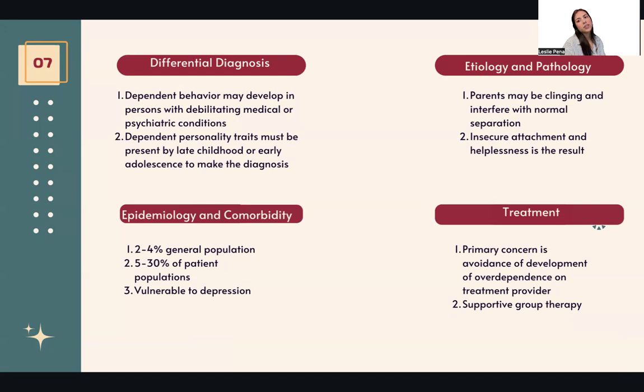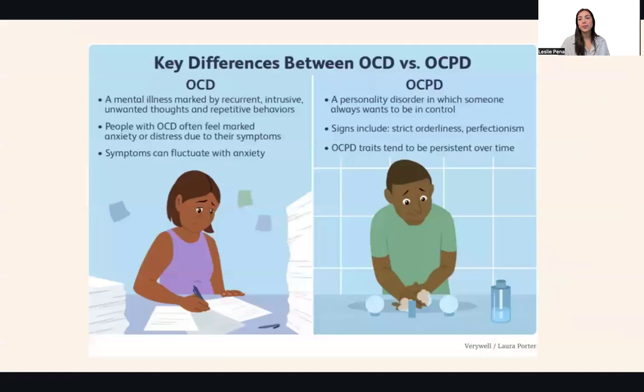And our primary concern is avoidance of overdependence on the treatment provider, and supportive group therapy is one of the ways we can do it. So we basically have to work on their autonomy and have them learn how to be more autonomous and make decisions for themselves and be okay with the decisions that they make.